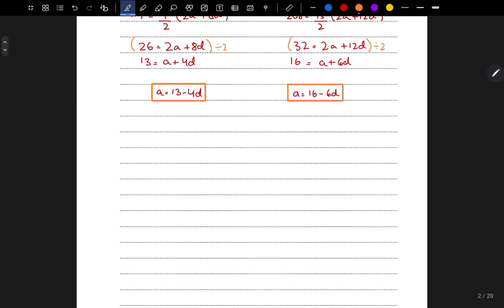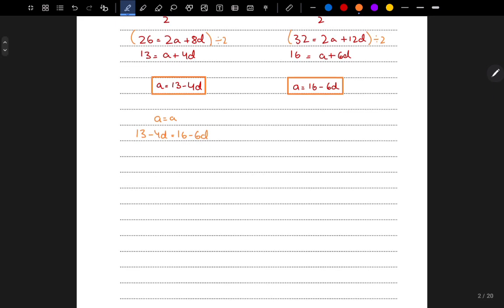Since now we know that a equals a, we can write this as 13 minus 4d equals 16 minus 6d. Rearranging the terms, this will give us 6d minus 4d equals 16 minus 13, which is 2d equals 3. Then this will give us the final answer, d equals 1.5.